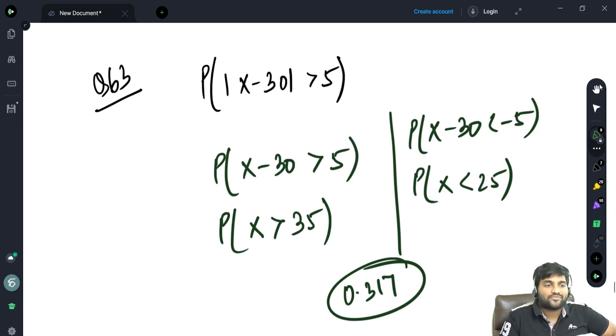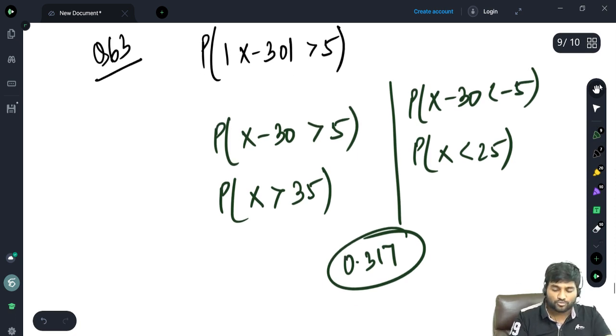In 64, once we get the probability, we'll multiply it by 1000. Okay. Now, the rest you can do in homework.